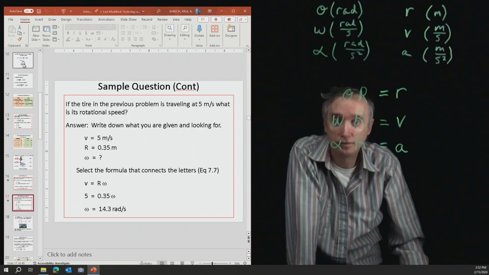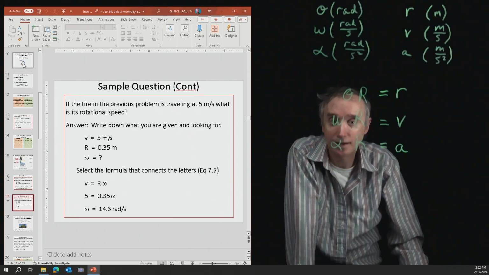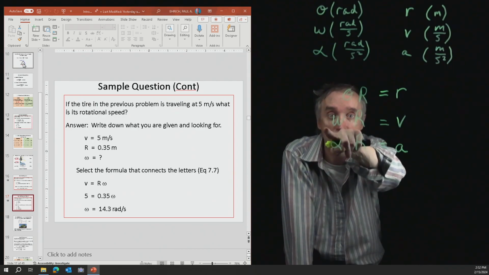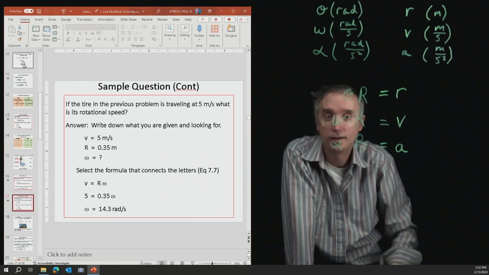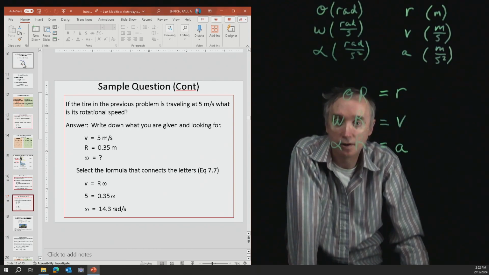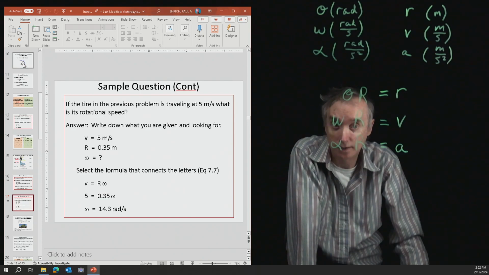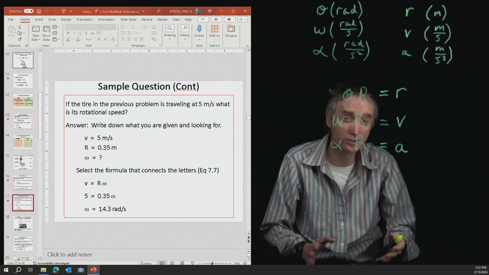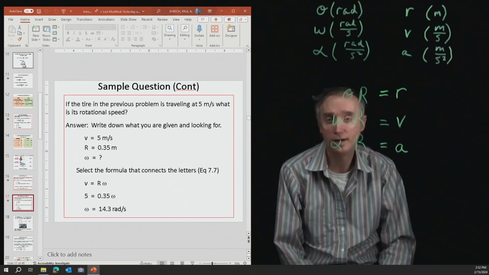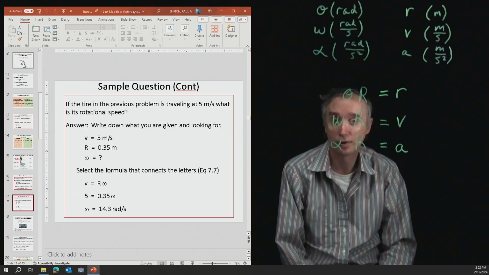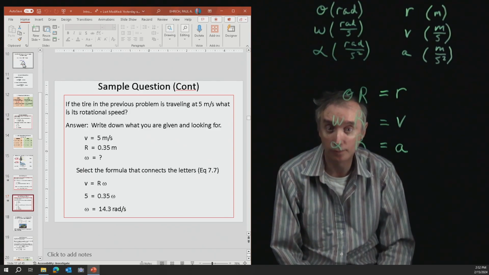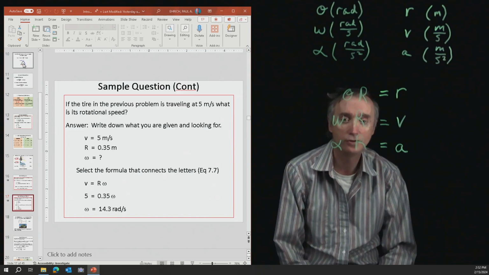So we're going to find the equation that connects the letters. So in this case, it's going to be this one here. And then we're going to plug in our numbers, solve it, and it turns out that omega is going to be 14.3 radians per second. And then if you wanted to, you can convert it from radians per second into revolutions per minute, RPMs. We're not going to do that, but you could do it if you wanted to. All right, so this is a pretty important concept.